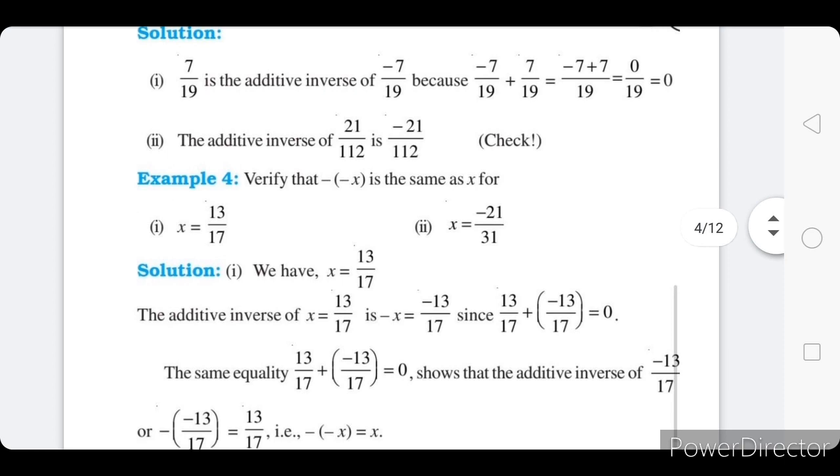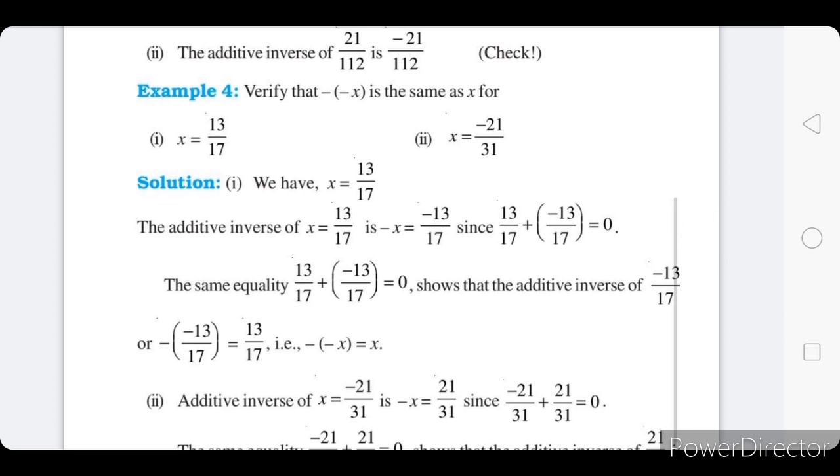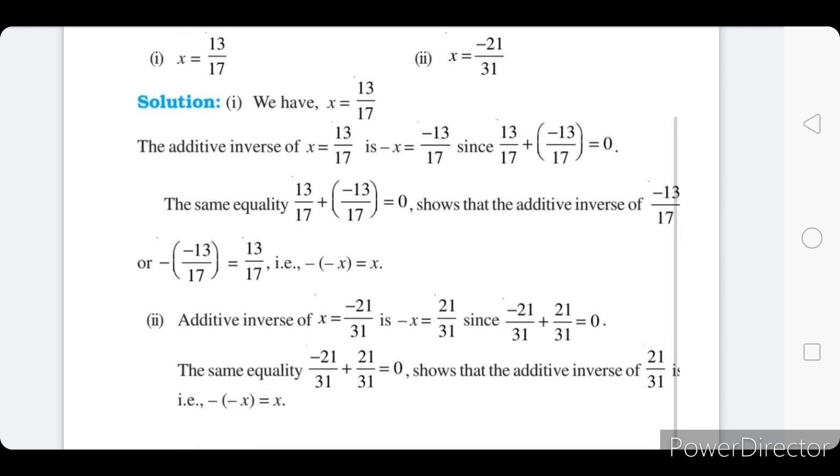Similarly, we have to verify that minus of minus x is the same as x, when the value of x is given as 13 upon 17. We will put this value in minus of minus x, and minus will become plus, and the answer will be 13 upon 17, that is x only. Similarly, we can do the second part also. Just put the value in minus of minus x, and then you will see that the answer is x only. What is the value of x? That is minus 21 upon 31.